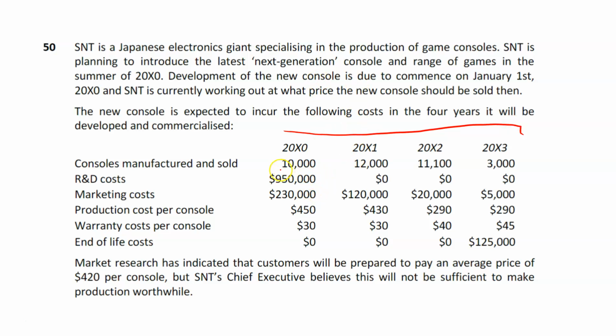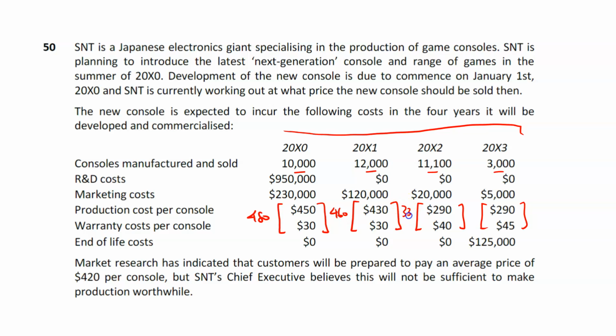We have here 10,000 units being made, 12,000, 11,100, and we have all of that. So what do we have here? We have production costs per console, and this is production and that's the warranty. Might as well just do them together, right? It makes my calculations easier. Then I just add all these together. So I'm just going to put 480 here, so I'm not double calculating. It's just all because of time.